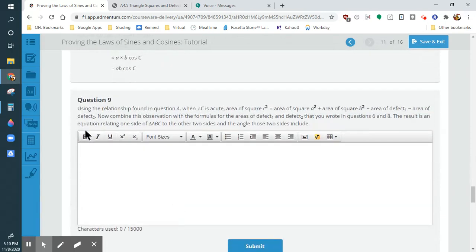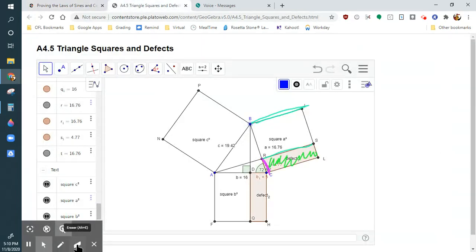All right. So now using the relationship found in question 4, when angle C is acute, area of this. Okay, so we're going to do a squared plus b squared, and then we have to do minus the defunct area. Combine your observations. Now, here's the interesting part: cosine can be positive and negative.